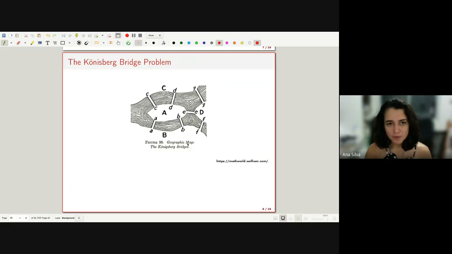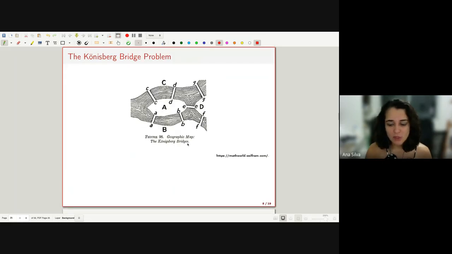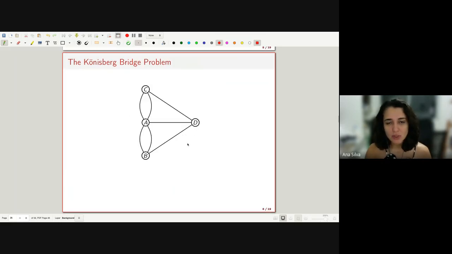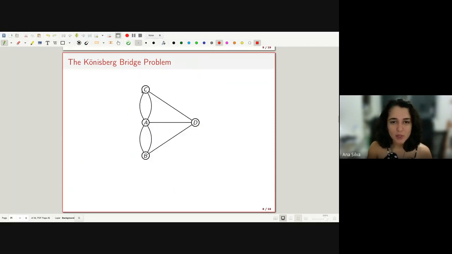And to answer this, of course, the first thing that he did was to ignore the geographical disposition of the bridges, and he looked just to the graph. And let's take a look. Right? So this graph here represents the disposition. Indeed, here, A and C are connected by these two bridges here, and we just add two edges between these regions. And now let's see why we cannot do that, right?